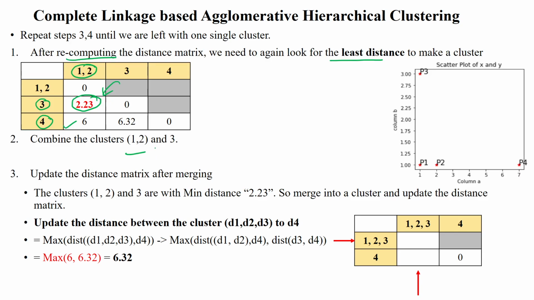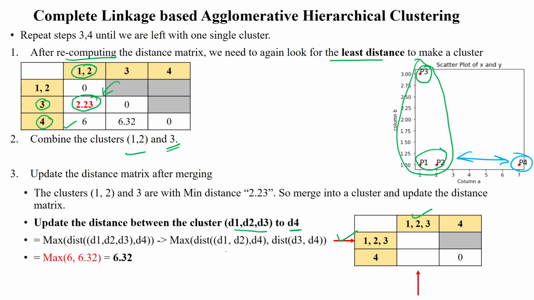So now we will combine data points (1,2) and 3. After combining, (1,2,3) are combined. These two clusters were formed earlier, this is one cluster and this is one cluster, and now both are combined together. Now after combining, we are going to update the distance matrix. So here d(1,2,3) is combined and d4 is there. Now we have to identify the distance between the fourth data point and this cluster.